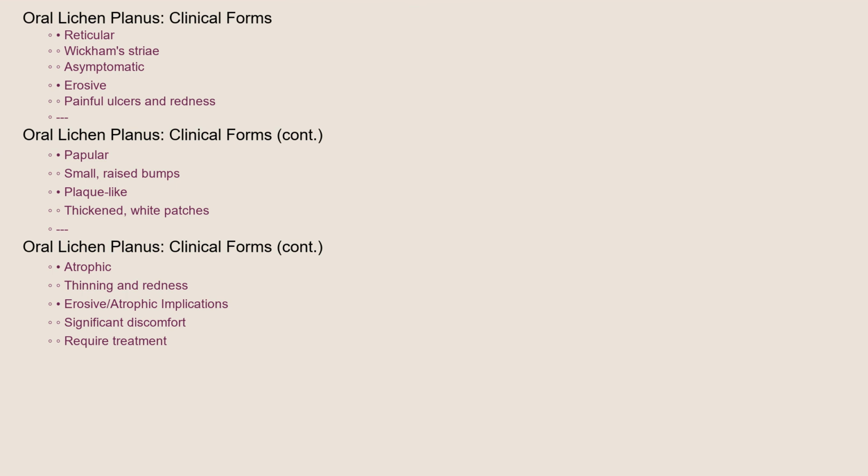Oral lichen planus is often classified based on its clinical appearance. The reticular form, characterized by Wickham's stria, is usually asymptomatic. The erosive form presents with painful ulcers and redness. There's also a papular form, consisting of small, raised bumps, and a plaque-like form which appears as thickened, white patches. Atrophic lichen planus causes thinning and redness of the oral mucosa. The erosive and atrophic types are more likely to cause significant discomfort and require treatment.